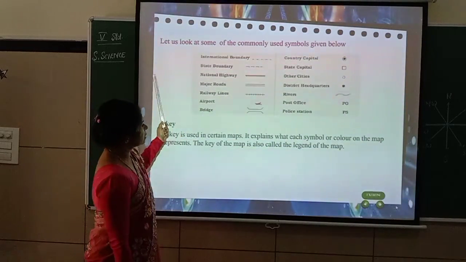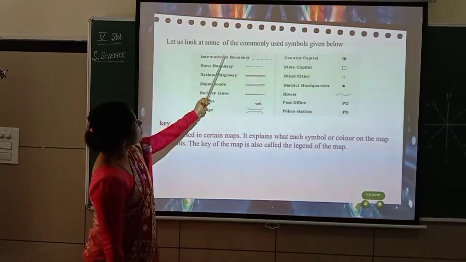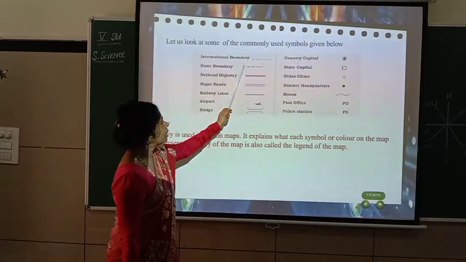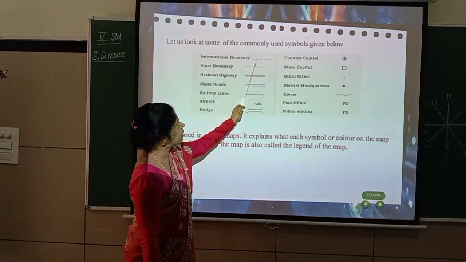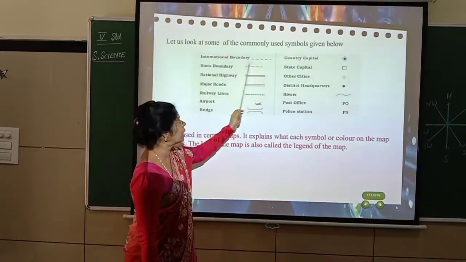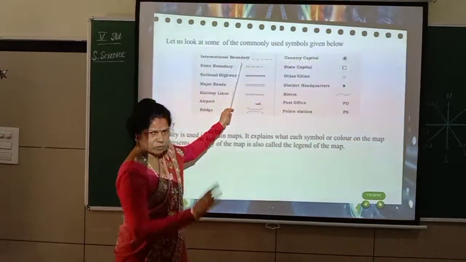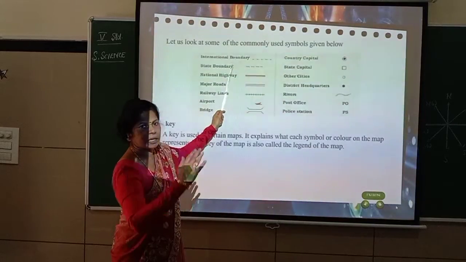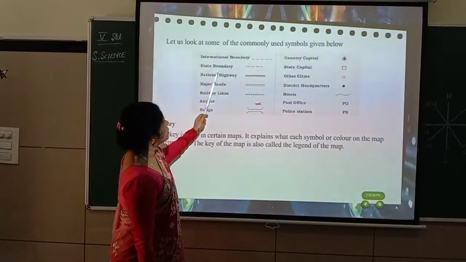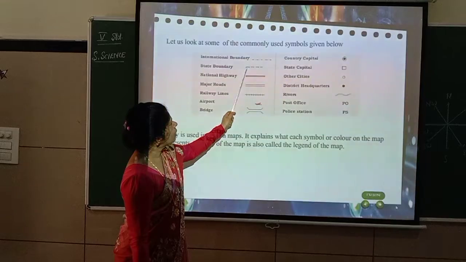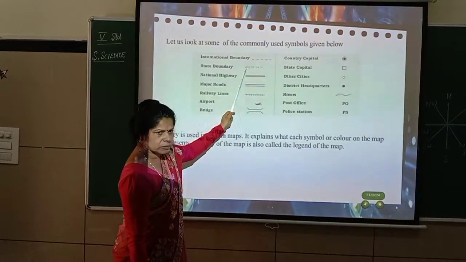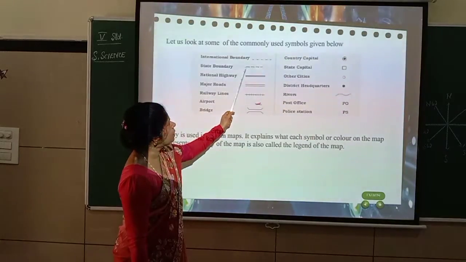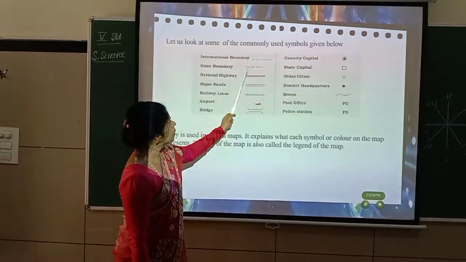Okay. So you can see here. Let us look at some of the commonly used symbols given below. See, international boundary, how it is shown. You can see here dash with dot, dash dot, dash dot, dash dot. That is the international boundary, means country to country. State boundary, how it is shown. You see a thick line with dot just joining that. Here it is separate, but here the dot is joining along with the line and it is a thick line.